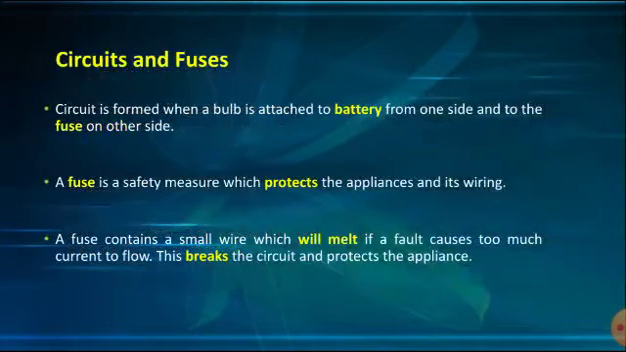Circuit and fuses. A circuit is formed when a bulb is attached to a battery on one side and to the fuse on the other side. A fuse is a safety measure which protects the appliances and their wiring. A fuse contains a small wire which will melt if a fault causes too much current to flow. This breaks the circuit and protects the appliance.